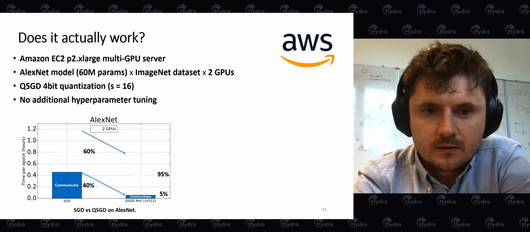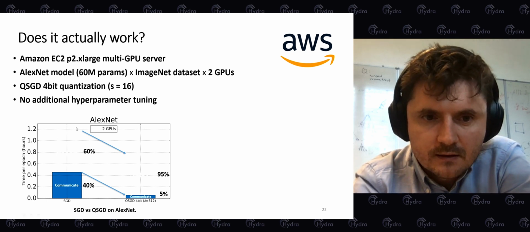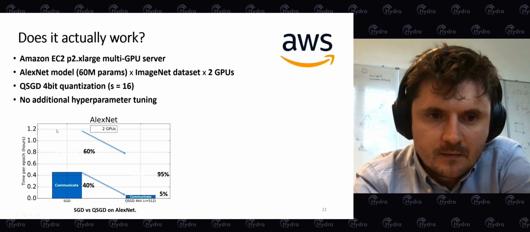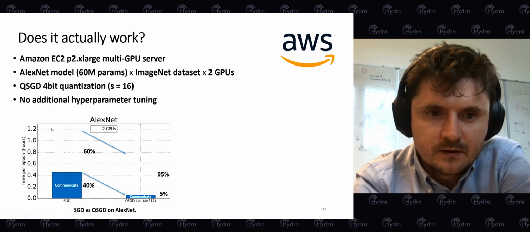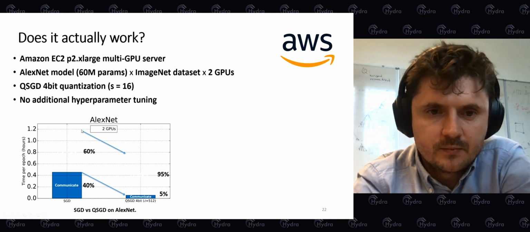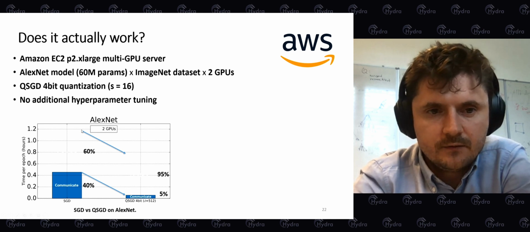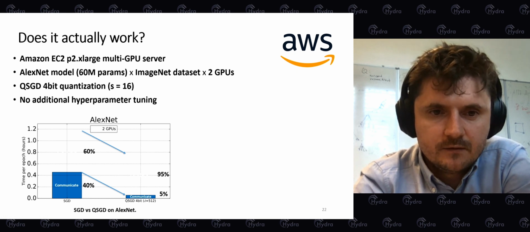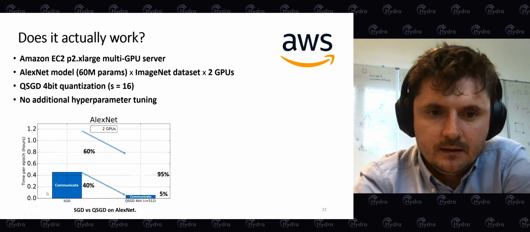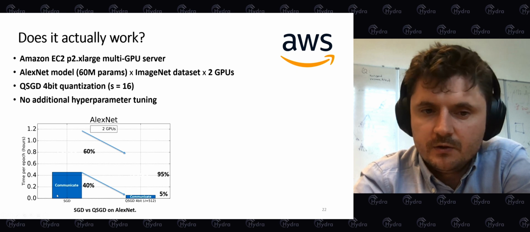It seems like this is slightly buggy, but I think we can work with it. Basically, the full precision version takes about 1.2 hours per pass over the dataset, and you have to do about 100 passes in order to converge. About 60% of this is the computation part, and then about 40% of the time is spent communicating, right?